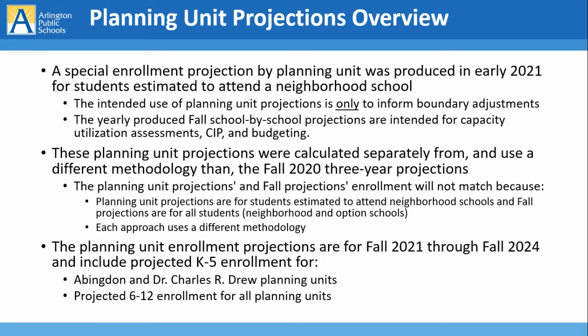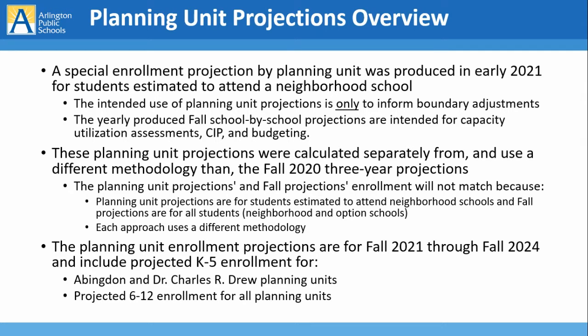But for other instances that we get asked about, for example, the capital improvement plan, the CIP, or data that informs budgeting, or data related to capacity utilization, we have another data source of projections, which is the annual fall projections. Usually 10 years. This past fall 2020 it was for 3 years, but those are the projections that should be informing things like the capital improvement plan, budgeting, capacity utilization. That's their intended use. But again, for planning units, it's those boundary adjustments.